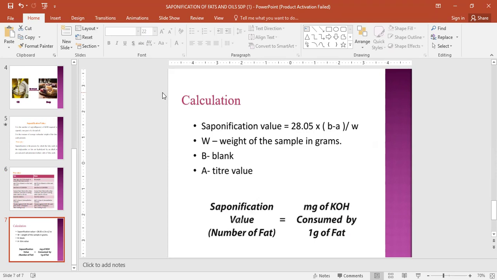So the saponification value helps us measure the average molecular weight of that fat or oil. It is nothing but the mg of KOH consumed by 1 gram of the fat.